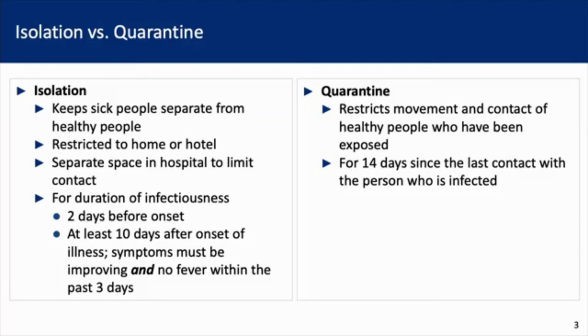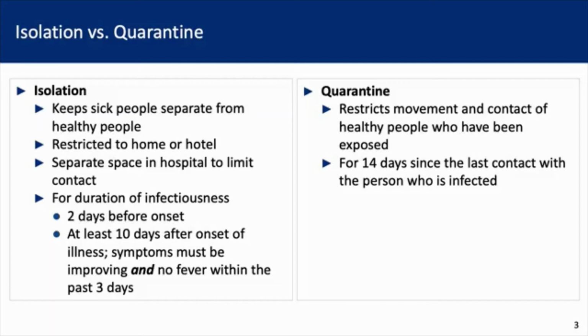But in general, we would say that someone can stop isolating themselves from others safely if it's been at least 10 days after the onset of their illness, all of their symptoms are improving, and they haven't had any fever within the past 3 days. And this means that they haven't had fever in the past 3 days, and they also have not been taking medicines to suppress their fever for the past 3 days. So it's important to check that.